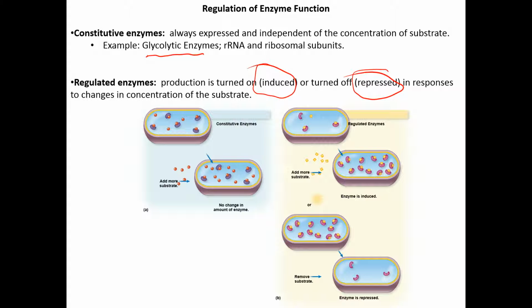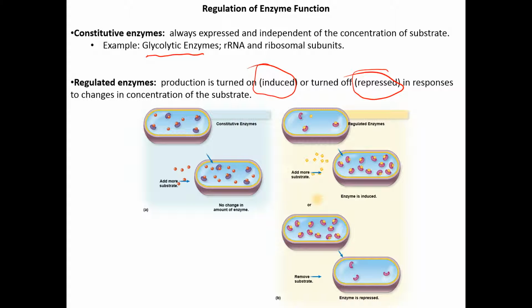And this is in response to the concentration of a particular substrate. Here you're given two figures. One figure is showing you constitutive enzymes. You have a certain number of enzymes that are always produced. They're at the same level pretty much all throughout the life of the cell. That doesn't mean those levels of enzymes can't be ramped up, but there's a basal level at which those enzymes are always produced. It doesn't matter how much substrate you add, you're going to have the same number of enzymes.